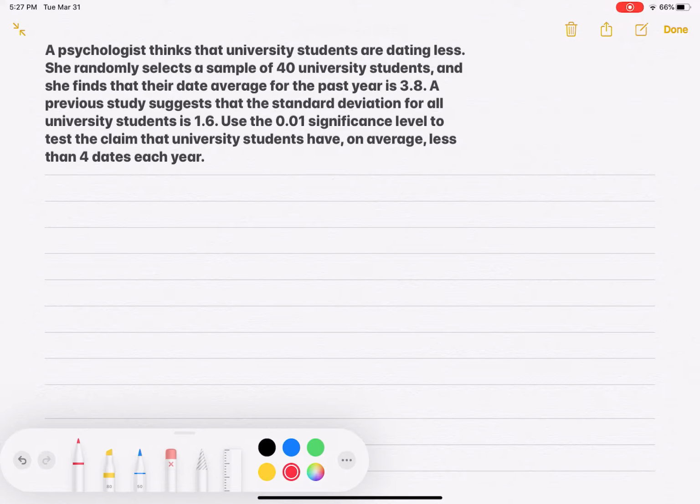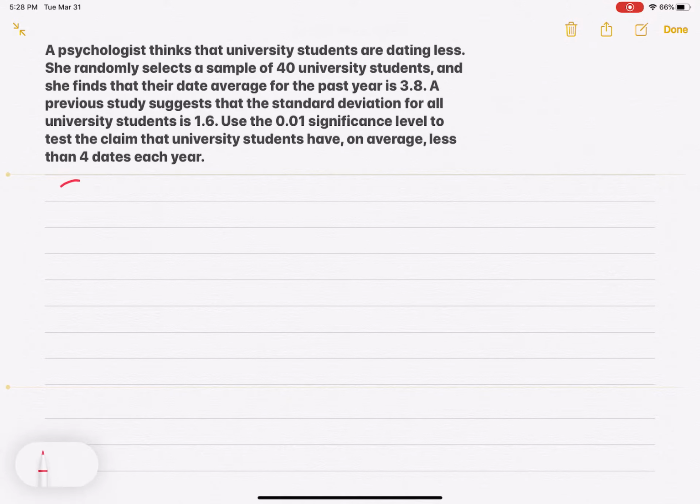It says a psychologist thinks that university students are dating less. She randomly selects a sample of 40 university students, and she finds that their date average for the past year is 3.8. A previous study suggests that the standard deviation for all university students is 1.6. Use the 1%, that's 0.01 significance level to test the claim that university students have on average less than 4 dates each year. Okay, so first thing we want to do, we want to state the null and alternative hypothesis.